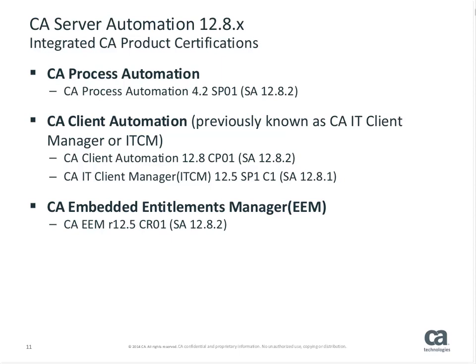So let's say you have other deployments, especially with EEM or Embedded Entitlement Manager, which is a common component. It may still be that you have other CA products which use 12.5. We can definitely work with that. So if you install a new instance of server automation with an existing EEM, you can absolutely integrate with it.